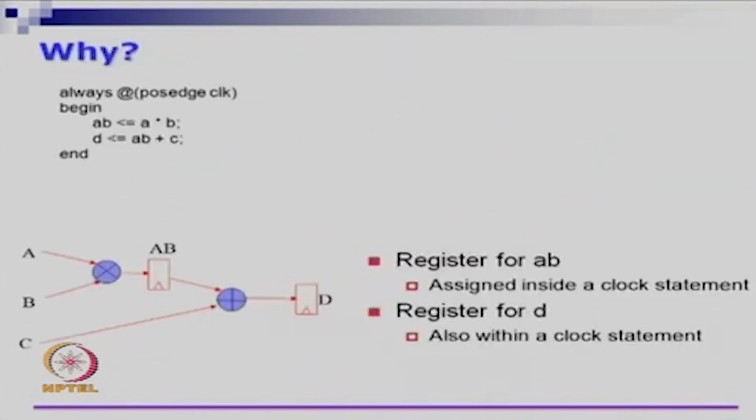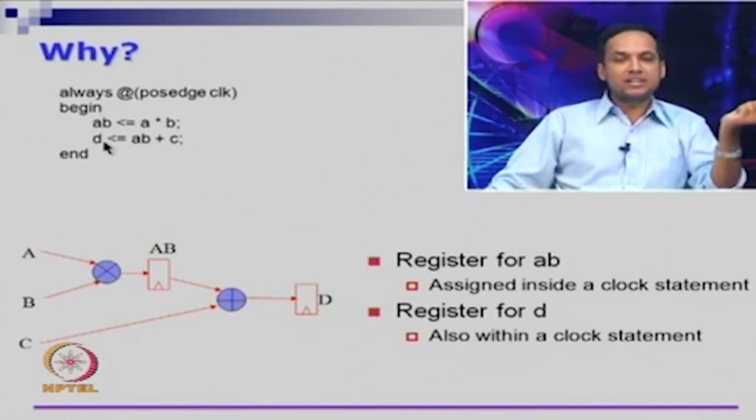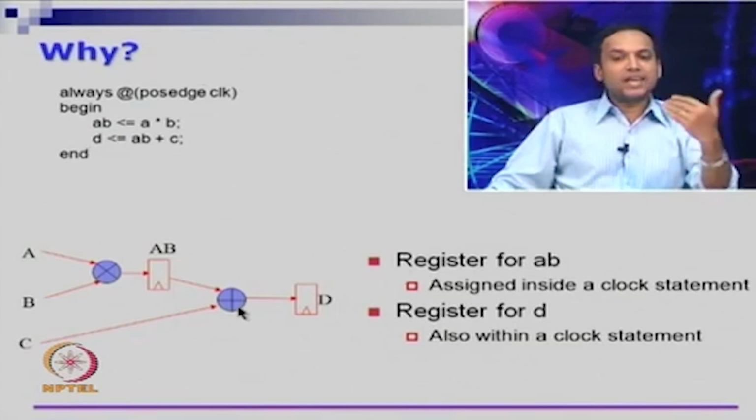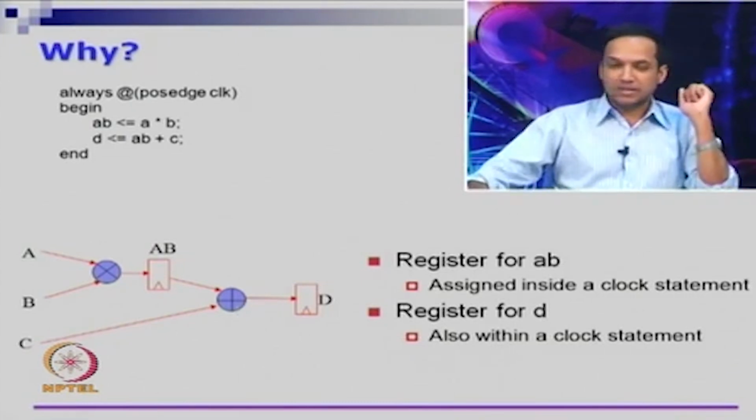So, let us see why it is not correct. AB equals A into B and D equals AB plus C. The first thing is there is a register inferred for AB because it is inside passage of clock. There is also a register inferred for D because there is a passage of clock. So, you have two registers and this multiplication will give you this and the adder will give you this. So, it looks like whatever code we wrote, the hardware that is inferred is actually correct, but is this capturing the intent of the programmer?